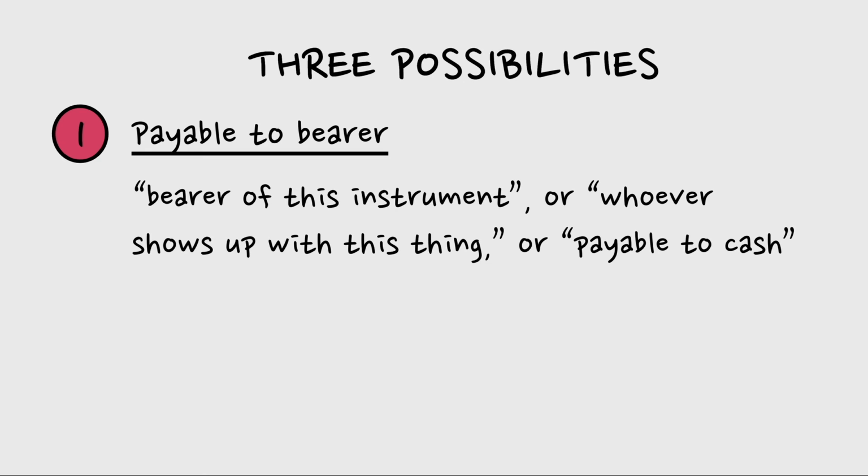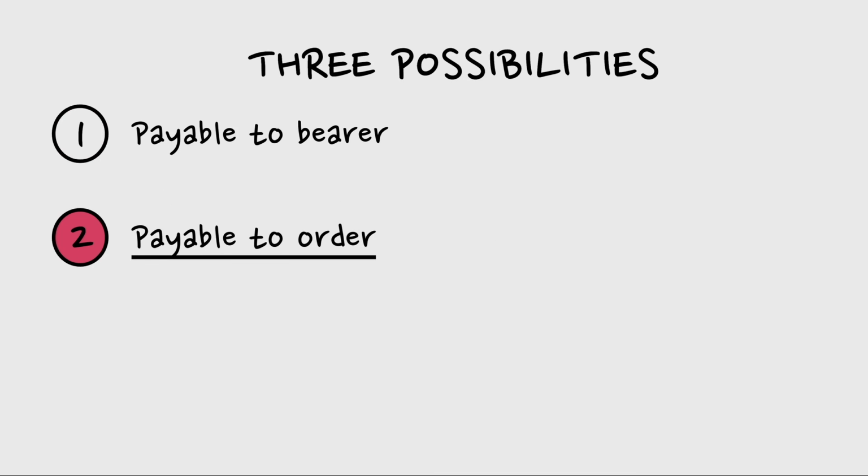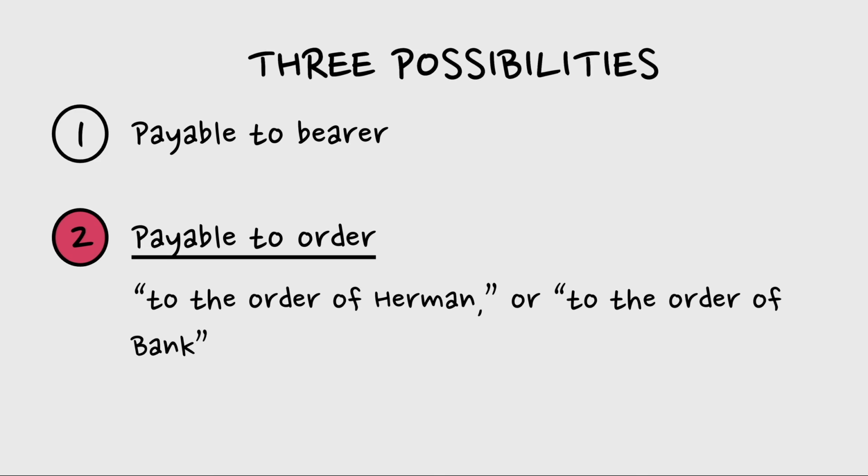So that's okay under Article 3. Payable to cash, you see people do that. So you could do that with something like a check, you pay to cash or whatever. That makes it a bearer instrument, right? Whoever's bearing it is the one to whom payment should be made, right? It's payable to bearer of any of those things. So that's what payable to bearer means. Payable to order, well, what does that mean? It means to the order of somebody, but it means two different things.